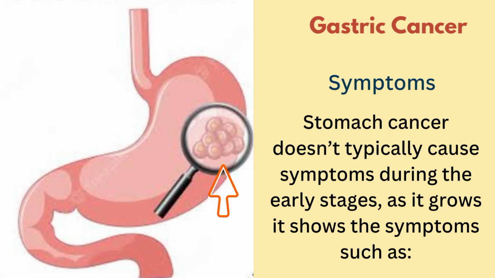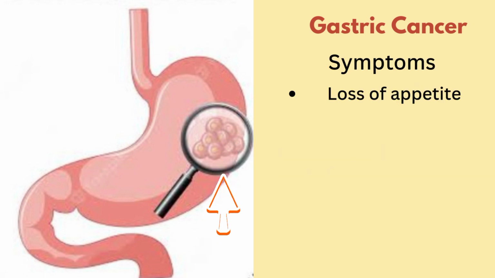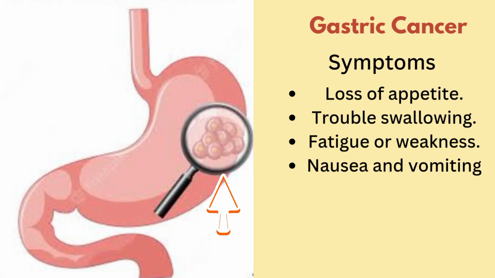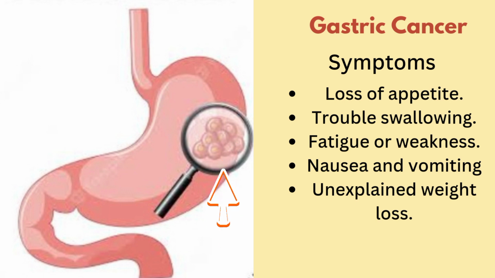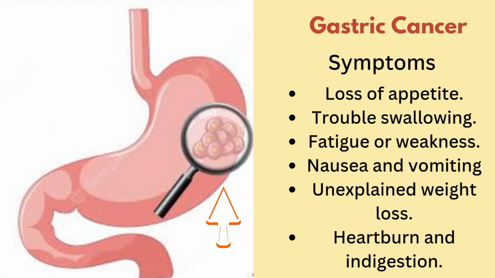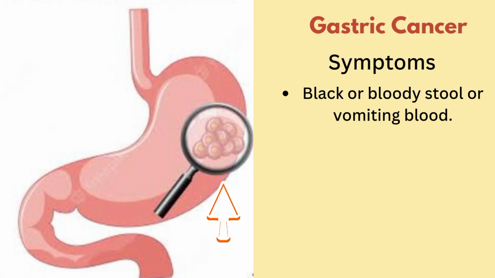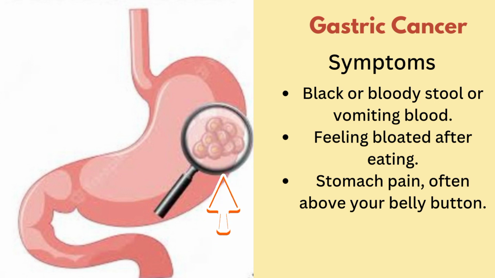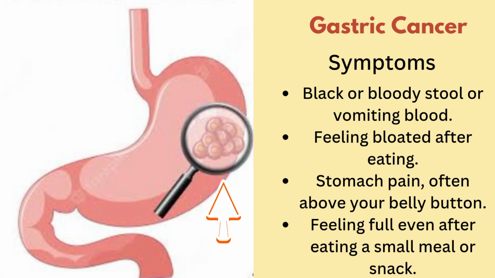Now let us see the symptoms of this condition. Stomach cancer doesn't typically cause symptoms during the early stages. As it grows, it shows symptoms such as loss of appetite, trouble swallowing, fatigue or weakness, nausea, vomiting, unexplained weight loss, heartburn, and indigestion. Black or bloody stool or vomiting of blood, feeling bloated after eating, stomach pain often above your belly button, feeling full even after eating a small meal or a snack.